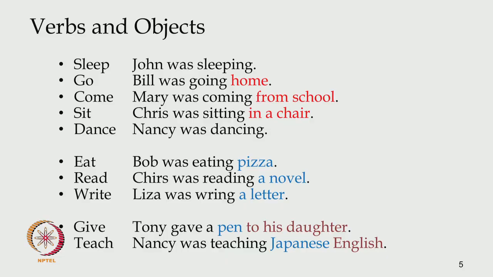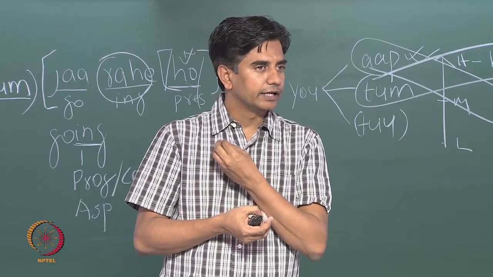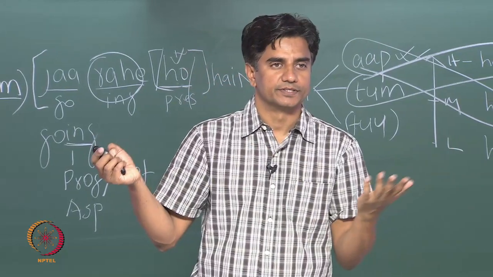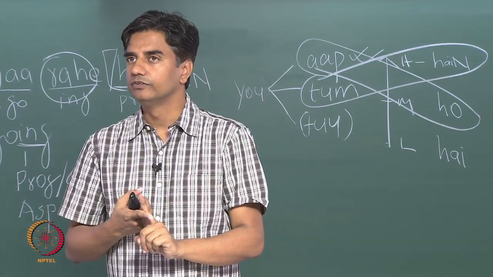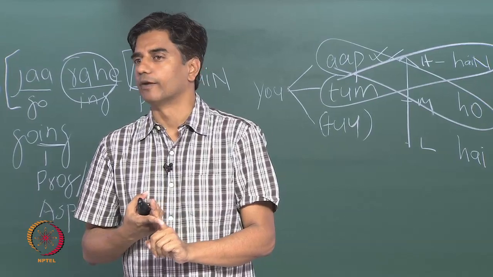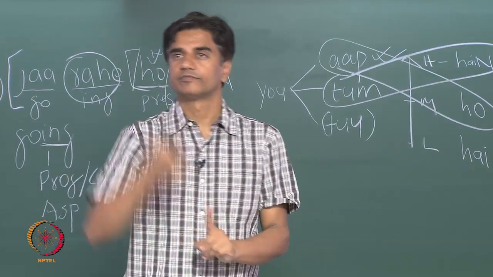So, the first set of verbs that you see, they are examples of intransitive verbs. Sleep, go, come, sit, dance. These are just a few examples. Languages are full of such examples. If you come up with a sentence with these verbs, you do not have an object. Can you see? Can you read these sentences?